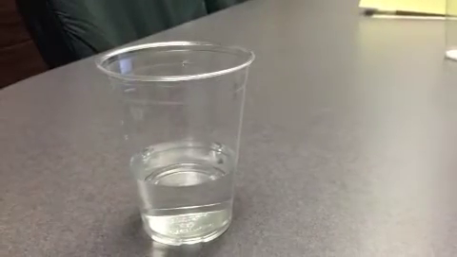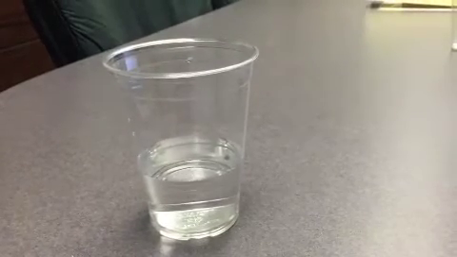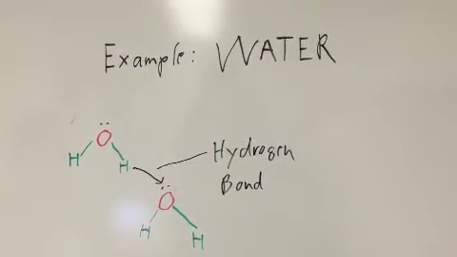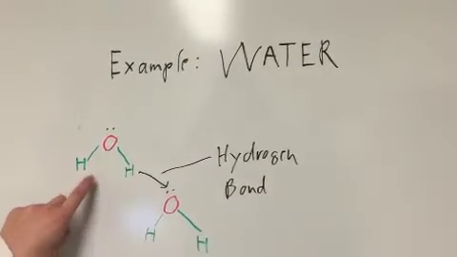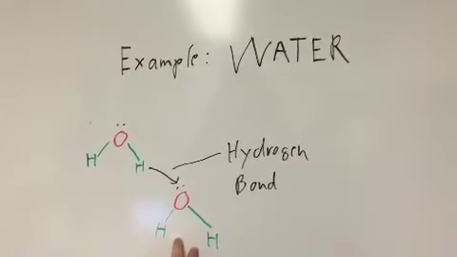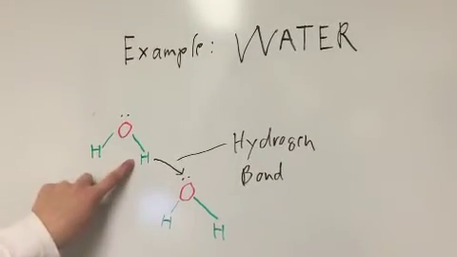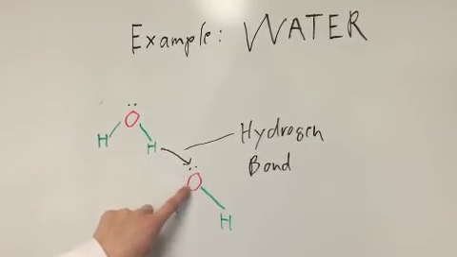This water is comprised of H2O molecules. It is hydrogen bonding that is holding them together. Water is a good example of hydrogen bonding. These are two water molecules. This water molecule has two hydrogens and an oxygen, and so does this water molecule. This hydrogen is able to hydrogen bond to this oxygen because of the lone pairs on the oxygen.